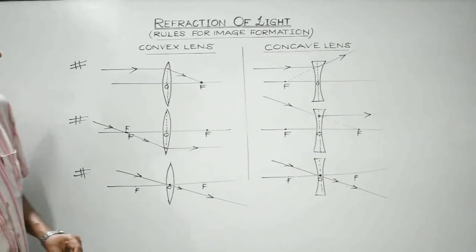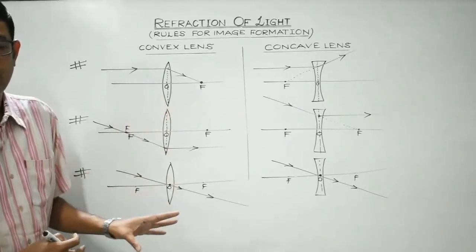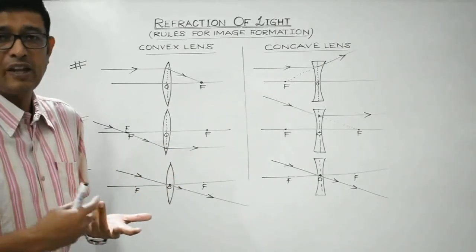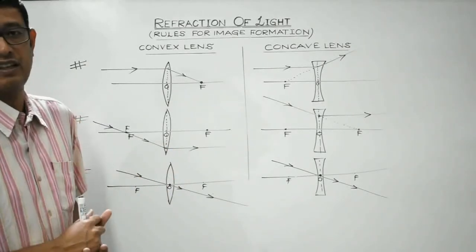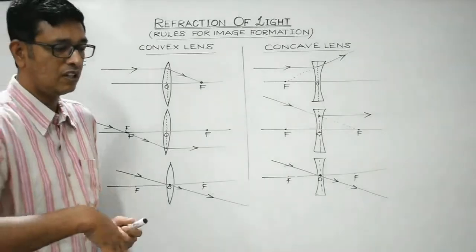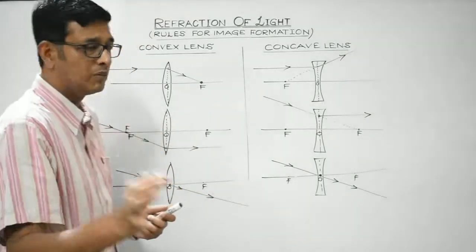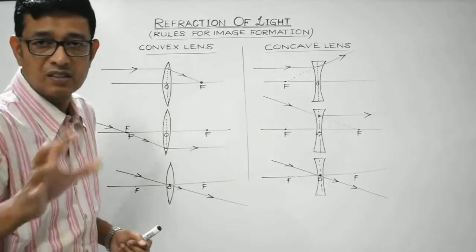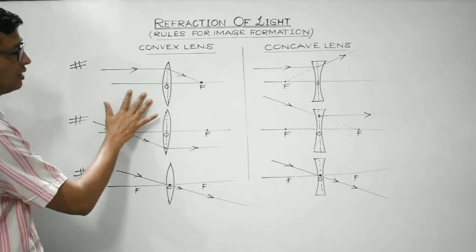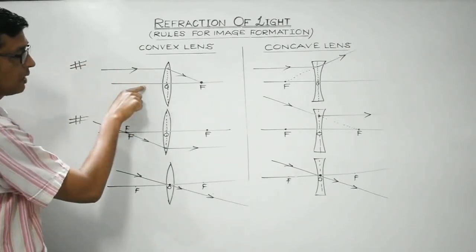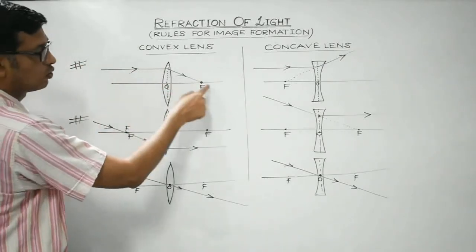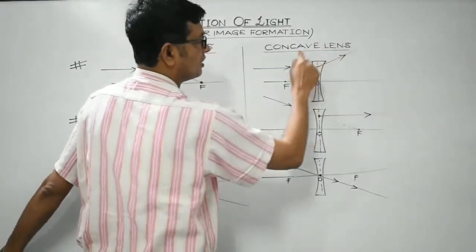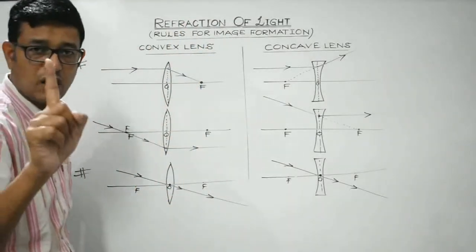So students, these are the three rules which we will be making use of in drawing the image diagram in several different cases, right? So before we continue with the image formation, I must recapitulate, I must repeat all the three rules. Students, please listen carefully. First rule is, incident ray parallel to the principal axis after suffering refraction will pass through the focus in case of convex lens, and it will appear to be coming from the focus in case of concave lens. That's rule number one.